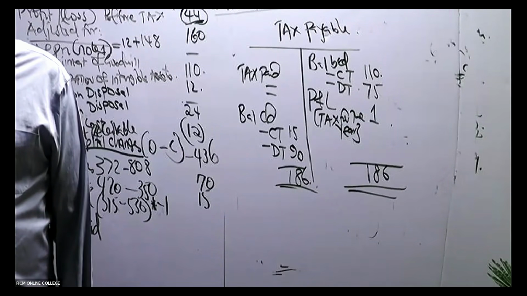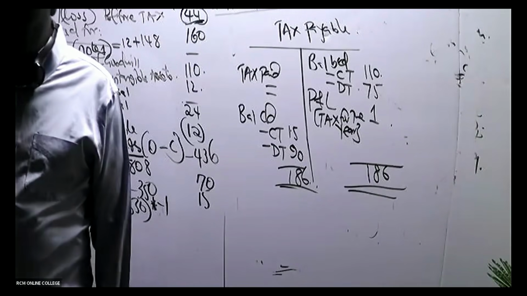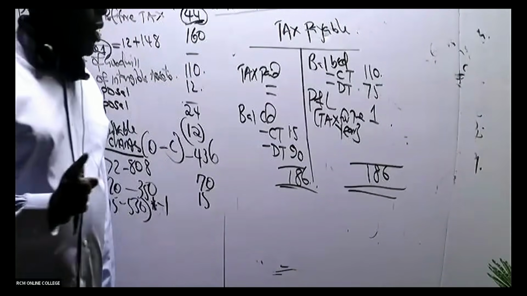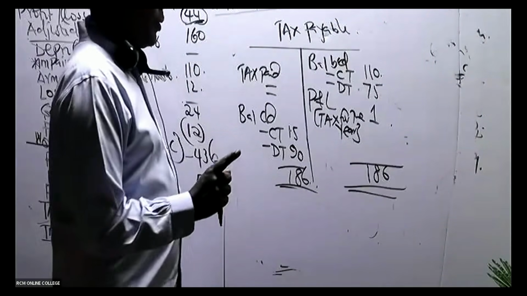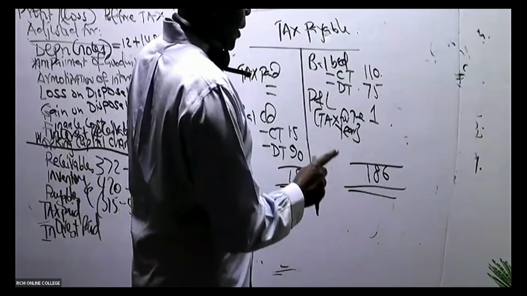Current tax and deferred tax. I would want to see Amazon using a different method, and then we compare notes. We shall be able to get the same answer.